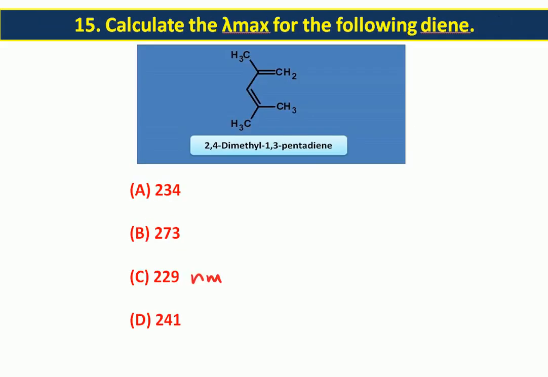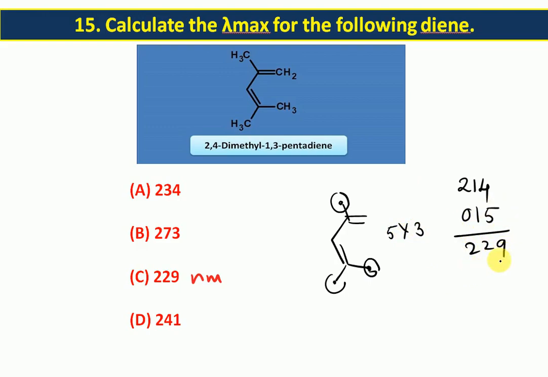Let us go to the question number 15. Calculate the lambda max for following diene. As an acyclic diene is given, 240 nanometer is the base value. And if we write the structure and look at the substituents, you will come to know there are 3 substituents, and for one substituent the value is 5, so 5 into 3 is 15. So by adding 15 you will get 229 nanometer as a lambda max, and it is given in option number C. 229 nanometer is correct one.